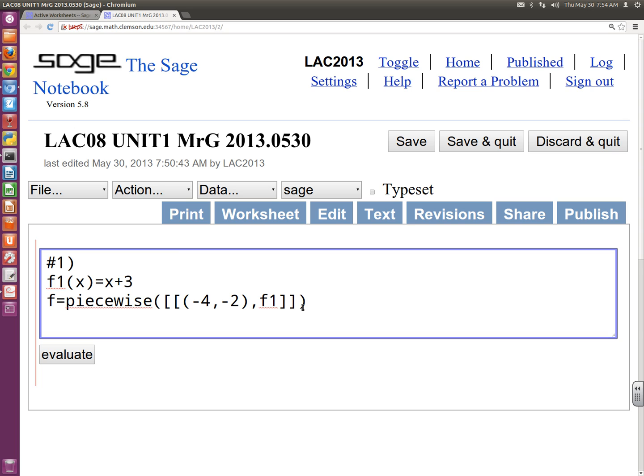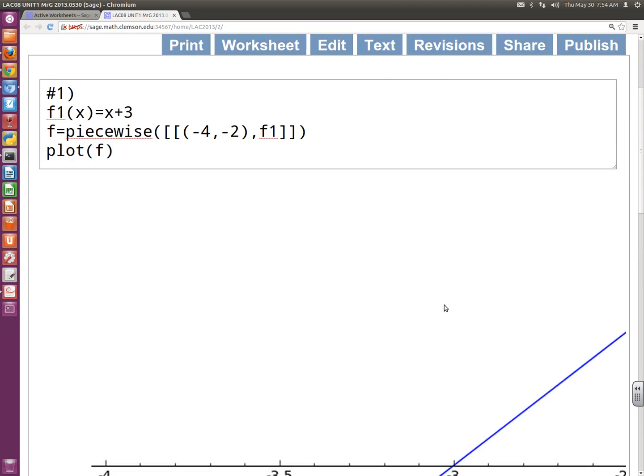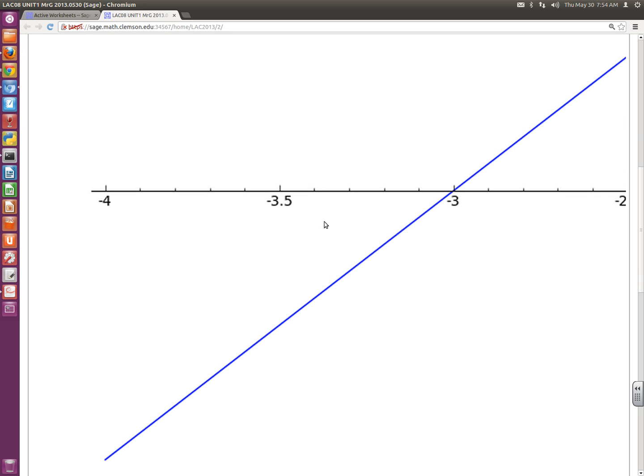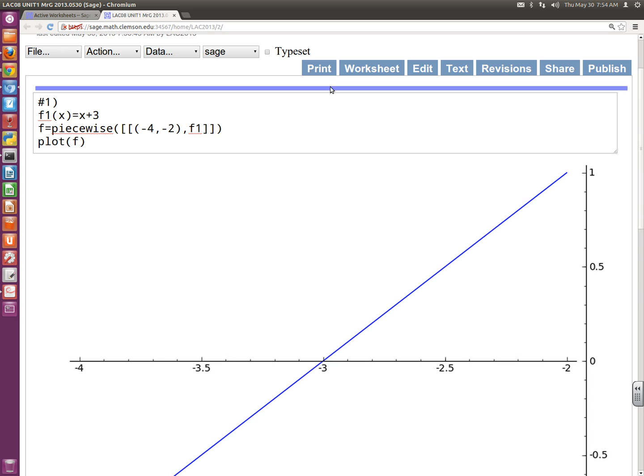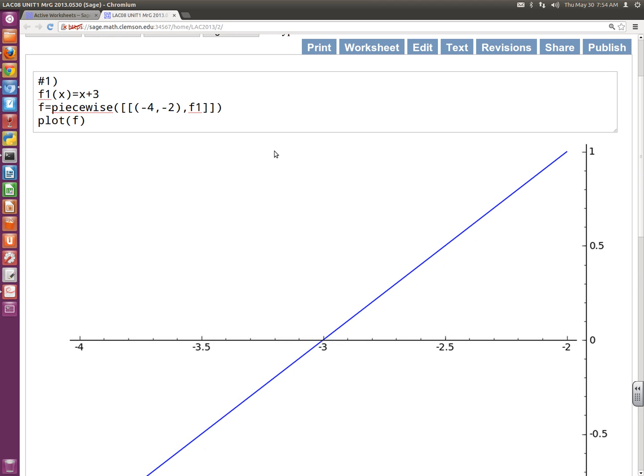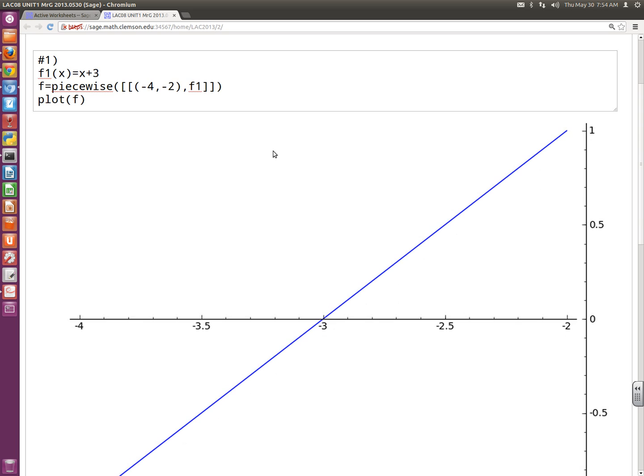How would we graph that? Plot f. All right, so from -4 to -2, you got that. All right, that's sort of huge. All right, so just graphing that much, right? Okay, we're getting there. Who's stuck? We only wrote 3 lines of code.